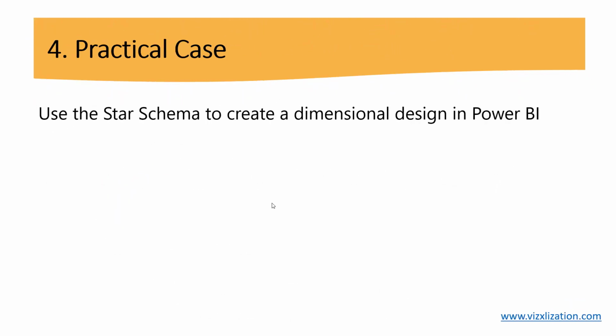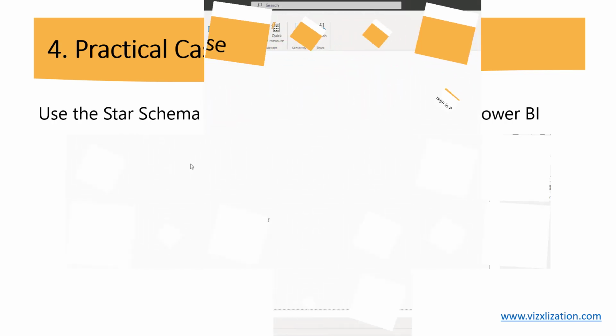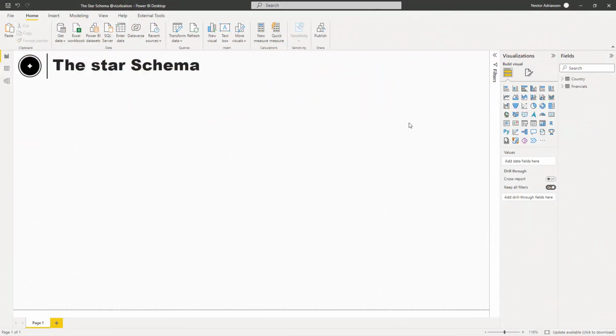Practical case. Here we're going to use the Star Schema to create a dimensional design in Power BI Desktop. Okay, so this is Power BI Desktop. Real quick, we have 2 different tables. We have the country table and also the financials table.